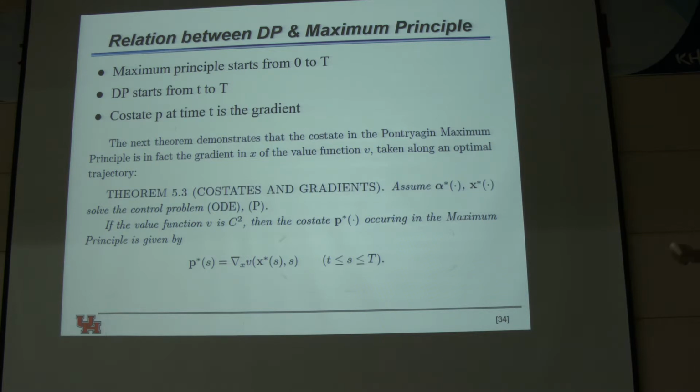So basically, compared with the maximum principle and dynamic programming: the maximum principle goes from 0 to T, while dynamic programming goes from the current time t to T. And this newly introduced costate is basically the gradient. So this is a comparison.